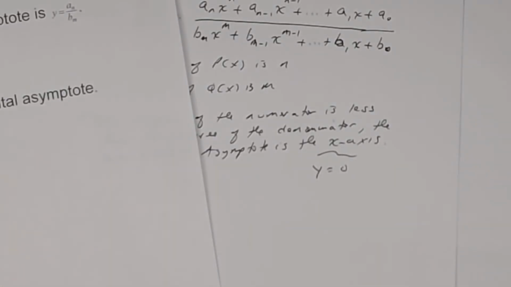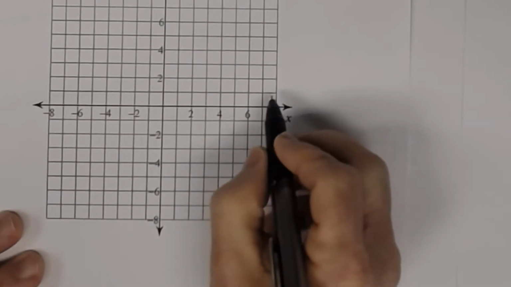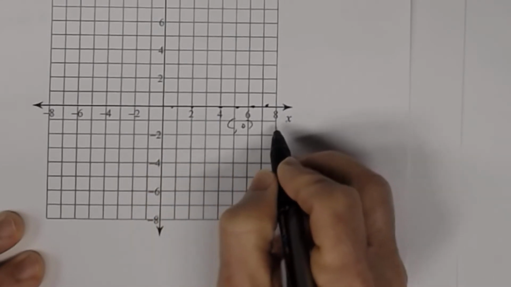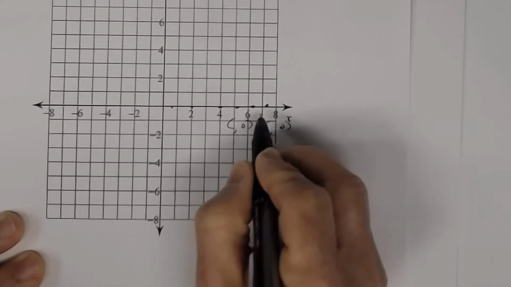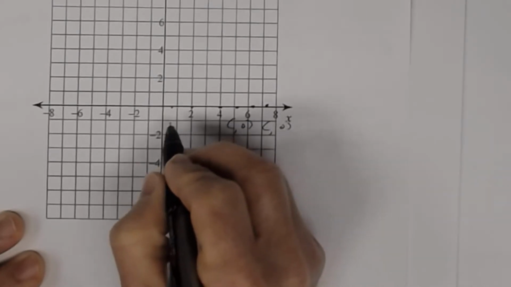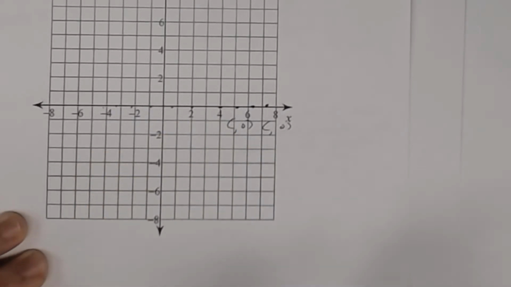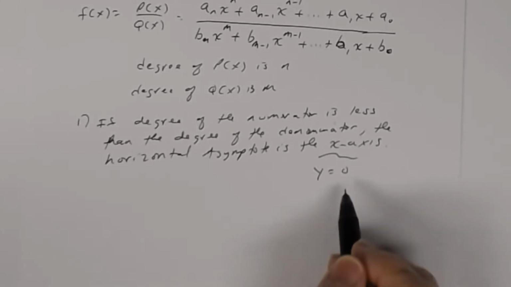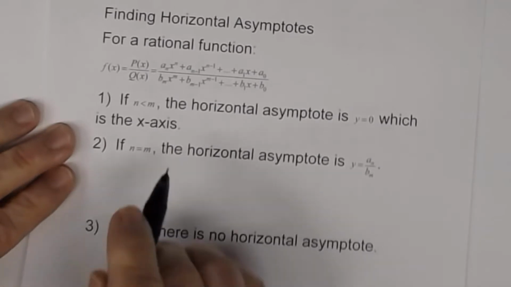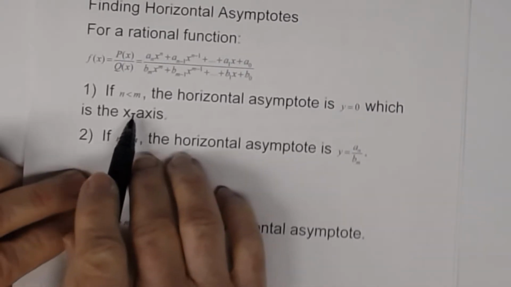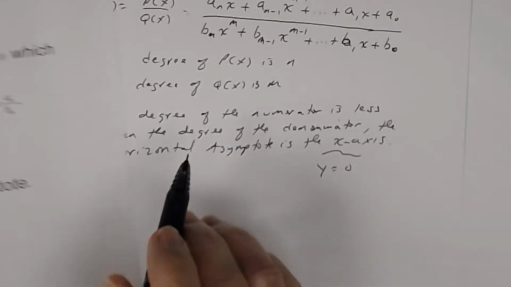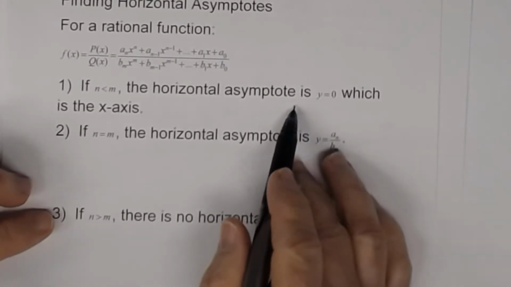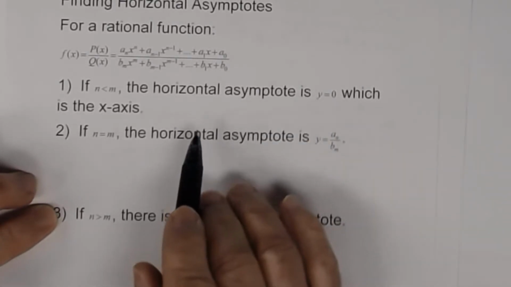All right, kind of makes sense because if you look at the x-axis, no matter where you are on that x-axis, what's that y value? That y value on that x-axis, no matter what point you choose on that x-axis, is 0. Y equals 0 in every case, no matter where you are. All right, so that's why we say that as an equation, the x-axis is the same as y equal 0. All right, so that's what number 1 says. Number 1 says if n is less than m, meaning the degree of the numerator is less than the degree of the denominator, then the horizontal asymptote is y equals 0, which is the x-axis.